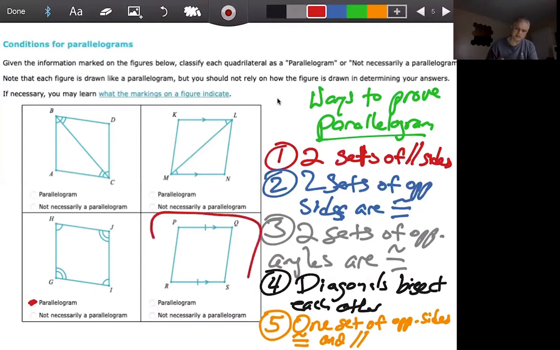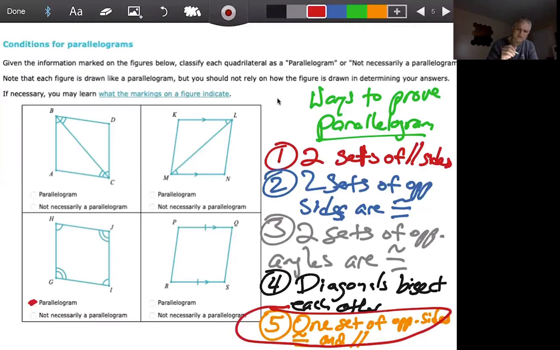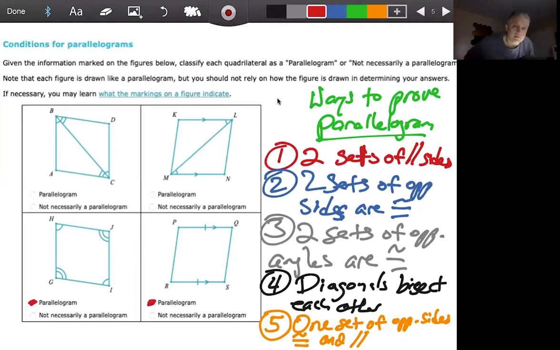This guy, I think, is pretty straightforward. Here it's talking about PQ and RS. Those are the only two sides that have any markings. So that's one set of opposite sides. They both have the arrow saying they're parallel, and they both have a congruent slash saying that they are congruent. So because one set of opposite sides is both parallel and congruent, I can say that has to be a parallelogram. I have proven that it's a parallelogram.